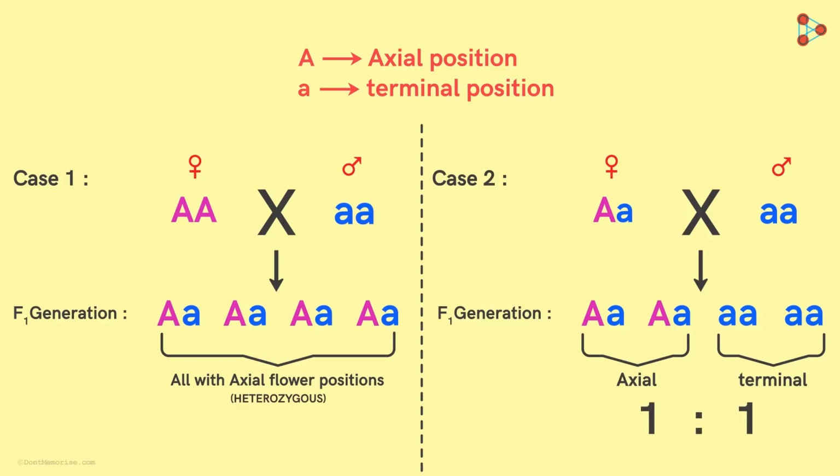So what can we deduce from these 2 cases? Simple. We can guess the unknown genotype by looking at the results in the F1 generation. If we cross our plant with the plant having a recessive phenotype, and we get all the plants with flowers in the axial position, then the genotype of our plant will be AA, both in capital. And if we get plants with dominant and recessive traits in the ratio 1:1, then the genotype of our plant will be Aa, one in capital and the other in lowercase.